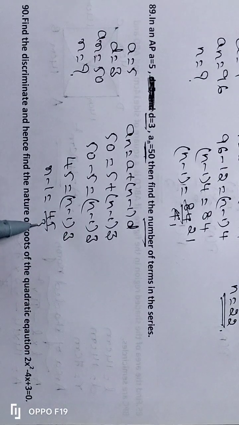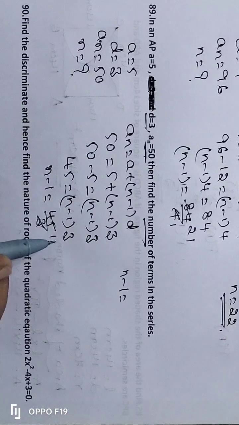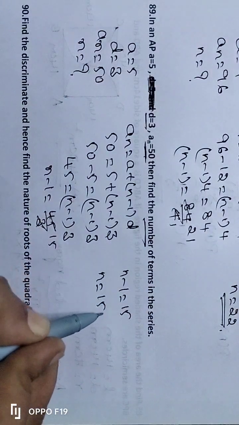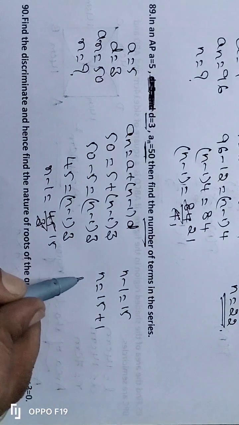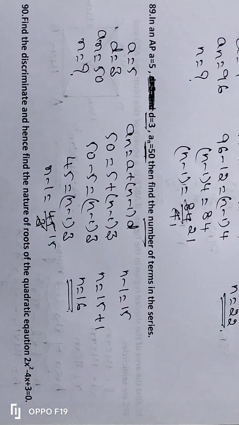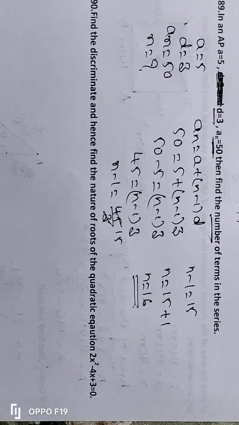You divide by 3. N minus 1 is equal to 3 1s are 3, 3 15s are 45. N minus 1 is equal to 15. N is equal to 15, minus 1 becomes plus 1. N is equal to 15 plus 1, 16. Therefore, how many terms are there? There are 16 terms in the given AP.